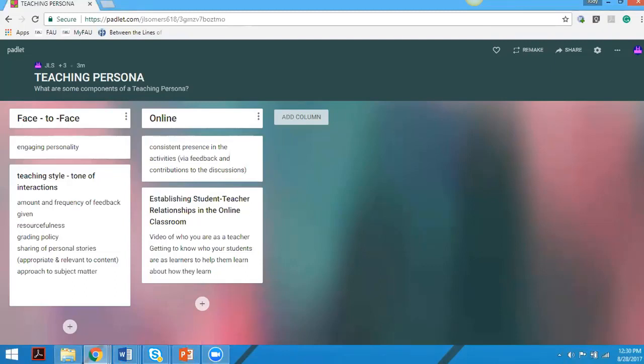You've gotten some good ideas here, and you're starting to develop yourself a list of what to do. And we also had the addition of the one that says the video of who you are as a teacher, and getting to know who your students are as learners to help them learn and about how they learn. I'm teaching an undergrad course right now, and that's an important part of it, helping them know that I want to know more about who they are, why they're there, and what their expectation is.